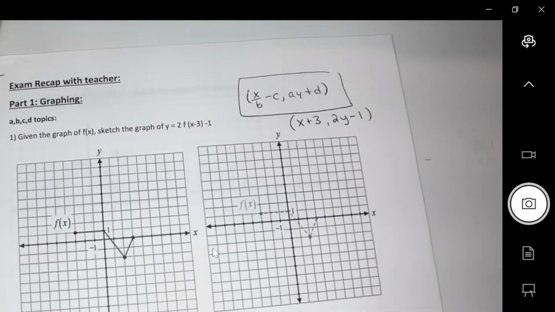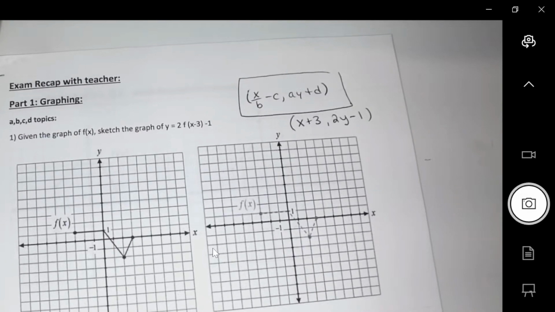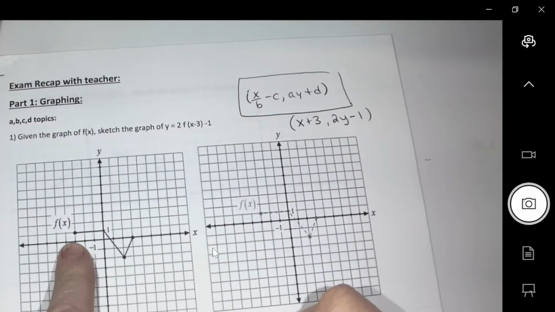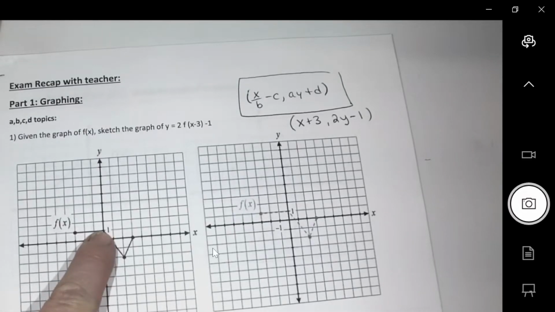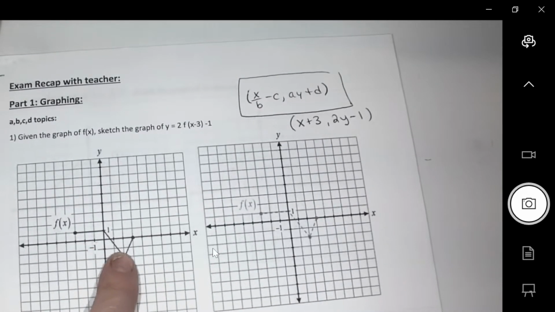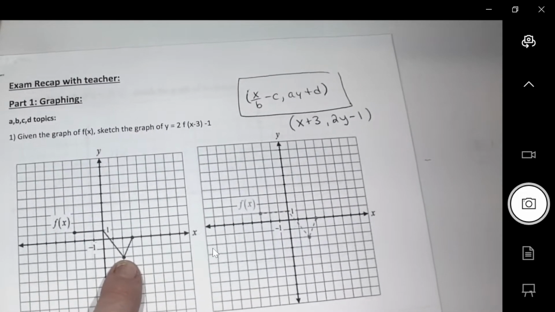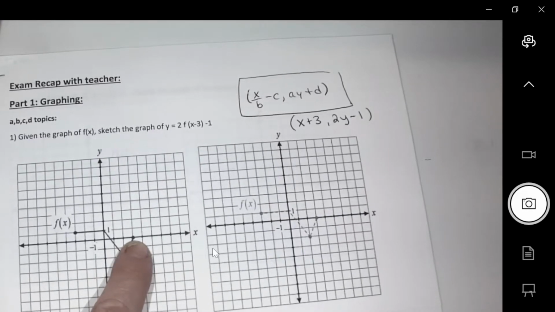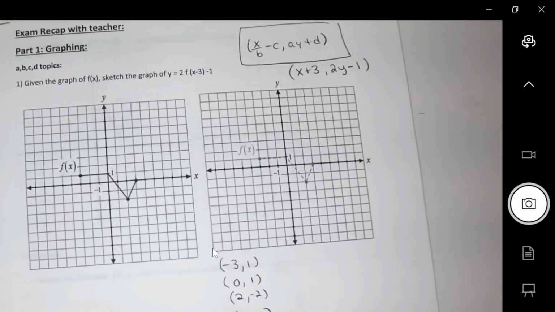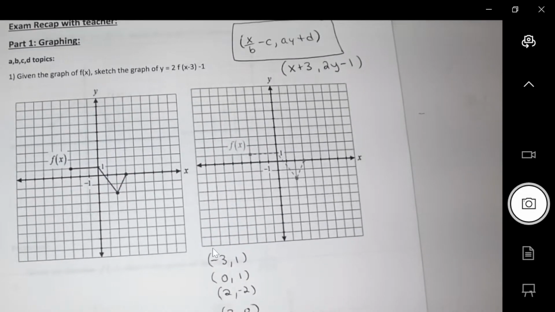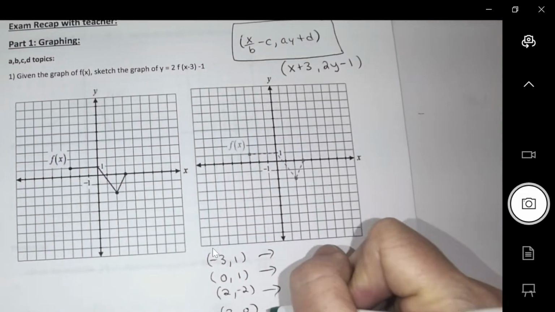We good finding the A, B, C, D stuff? Okay, I'm going to grab a few coordinates. So the first coordinate is -3, 1. I'm going to take this one on the y-axis, so 0, 1. Then 2, -2, and 3, 0. So I took 4 points out of that graph. Okay, we're going to change those 4 coordinates.